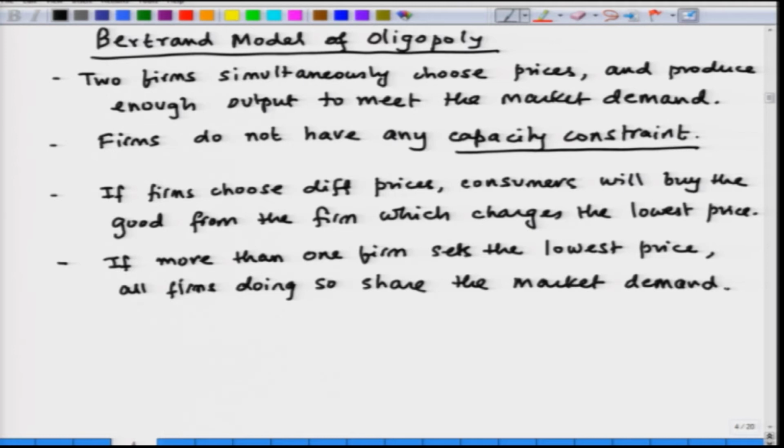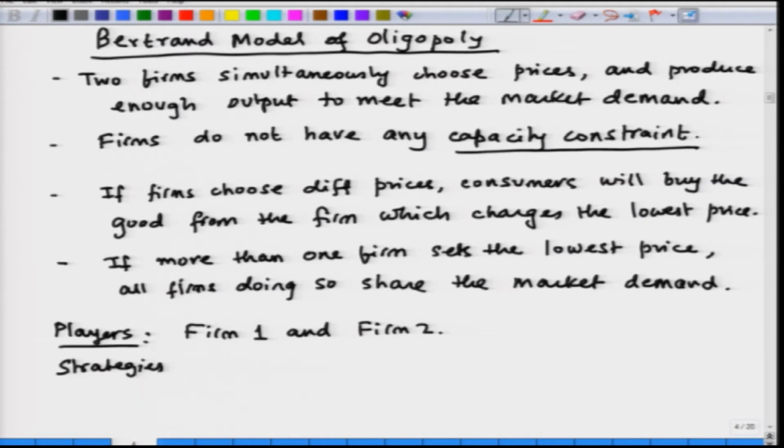Right. So, now, let us formally set up the model. The players are the two firms, firm 1 and firm 2. These are the two players. The strategies for the two players are choosing a price. Firm 1 is going to choose a price which is P1, firm 2 is going to choose a price which is P2. We will talk about the payoffs in just a moment.